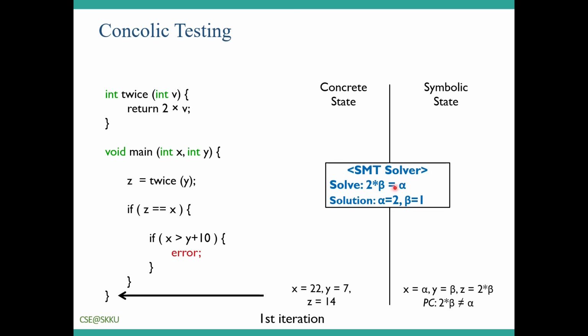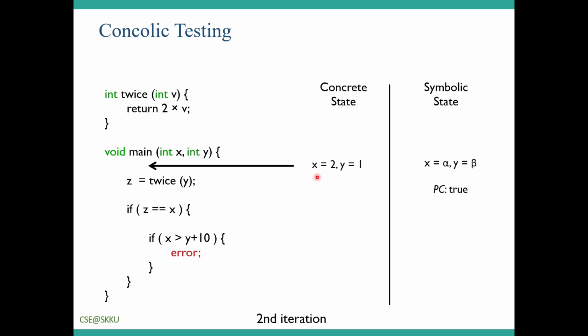You can think of this SMT solver as a tool to find a solution to given equations. Anyway, in this case, the SMT solver can easily find a satisfiable input such as alpha is 2 and beta is 1.